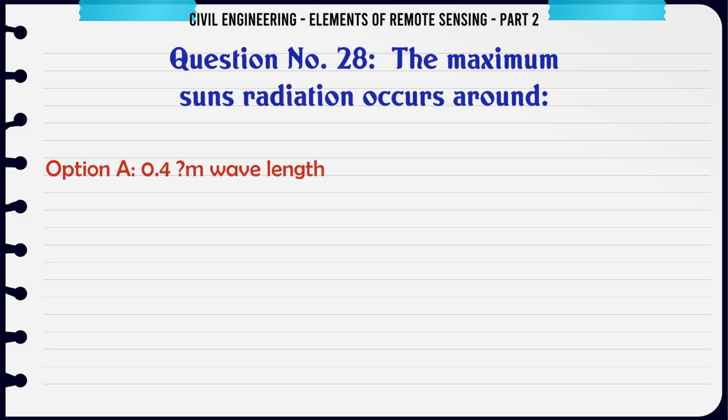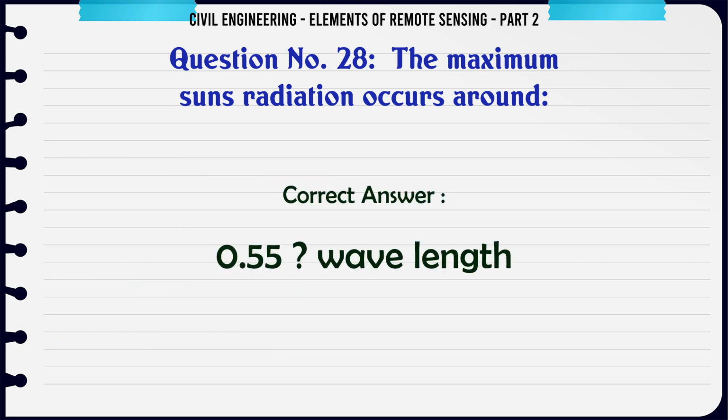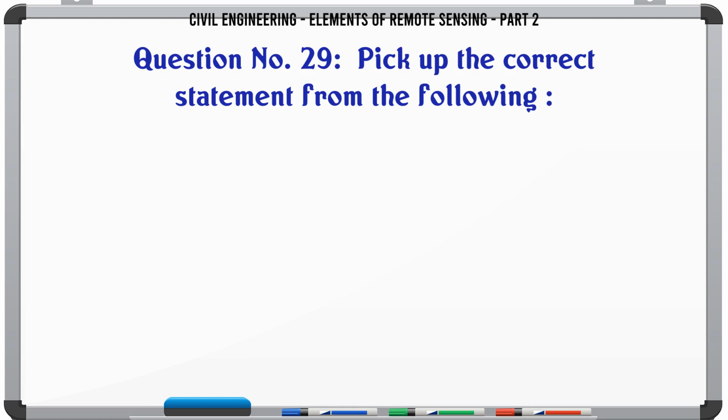The maximum sun's radiation occurs around A. 0.4 micrometer wavelength, B. 0.55 micrometer wavelength, C. 0.7 micrometer wavelength, D. none of these. The correct answer is 0.55 micrometer wavelength.